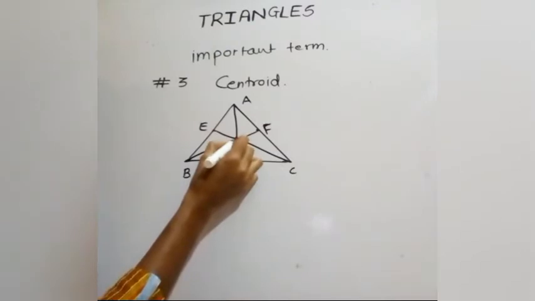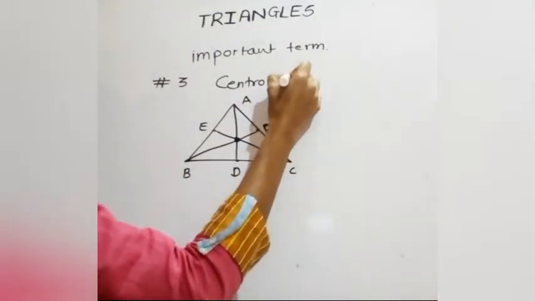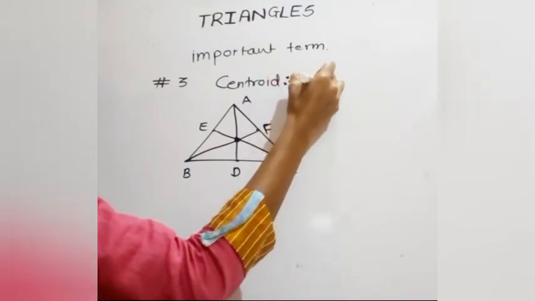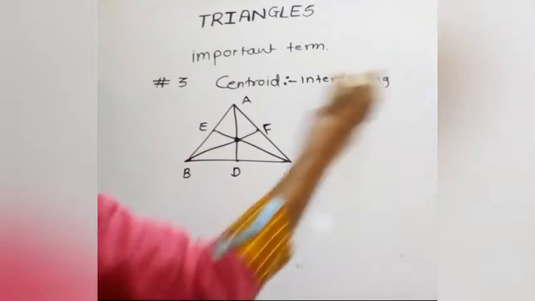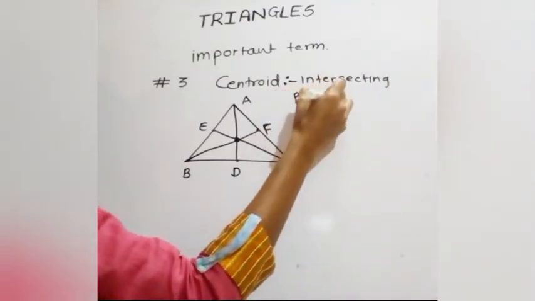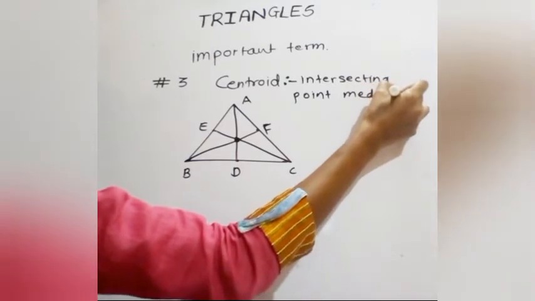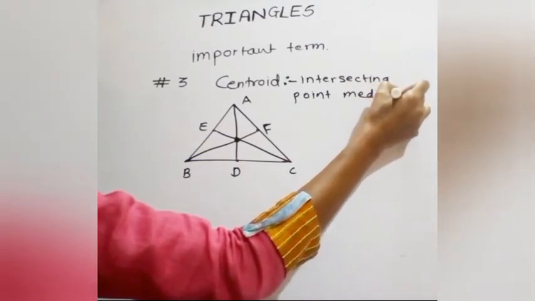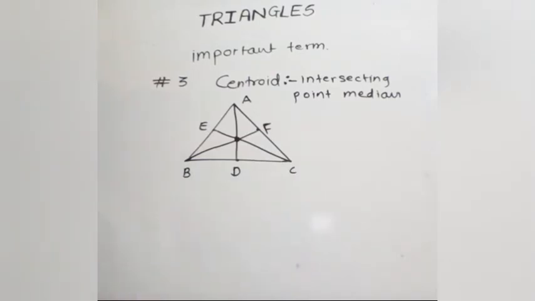So this is the intersecting point of medians. What is centroid? Centroid is the intersecting point of medians. The intersecting point of medians is called the centroid of the triangle. This is the centroid of the triangle.